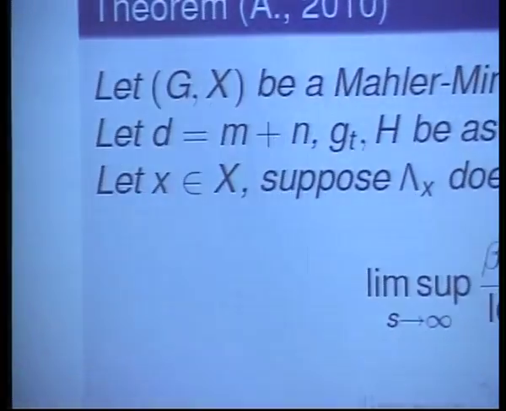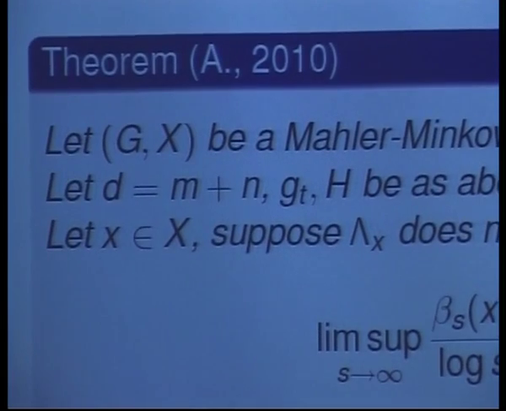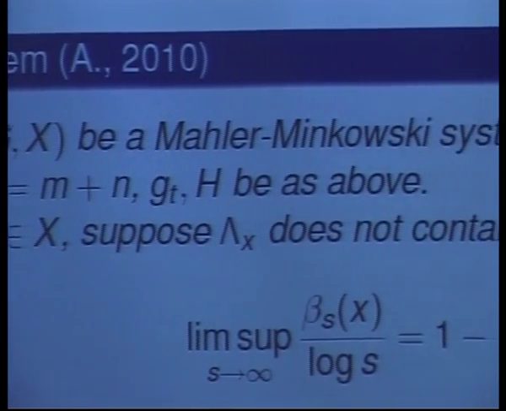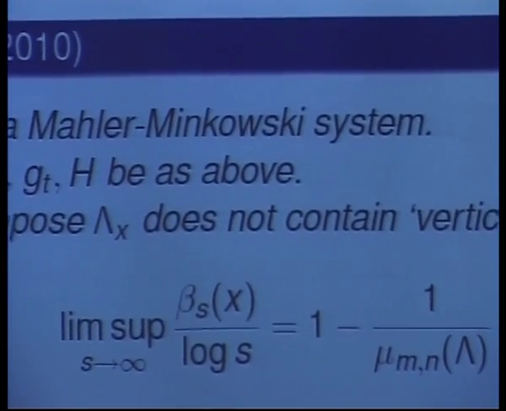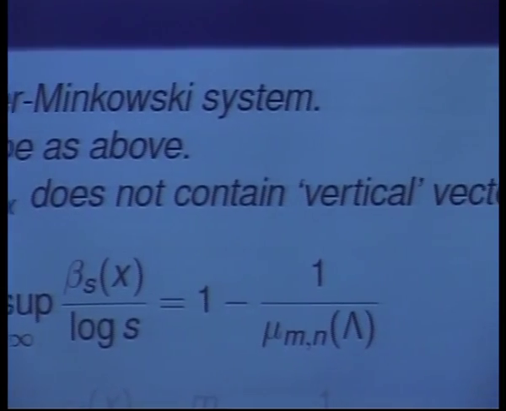Then you have the two following things. You have the lim sup as s goes to infinity of beta s of x over log s is 1 minus 1 over the mn exponent of the discrete set. Now notice m and n you're allowed to vary. So even for a lattice, as you vary m and n, you get different pieces of information, which is not surprising. You're looking at different subgroups. As m and n change, the subgroup changes, and the exponent could possibly change.